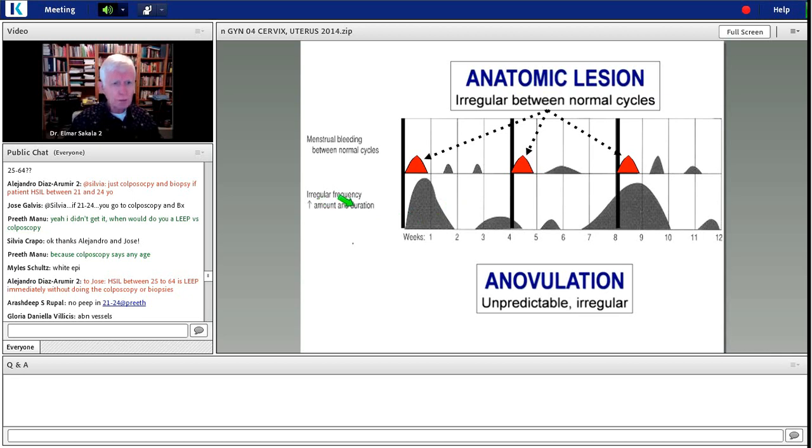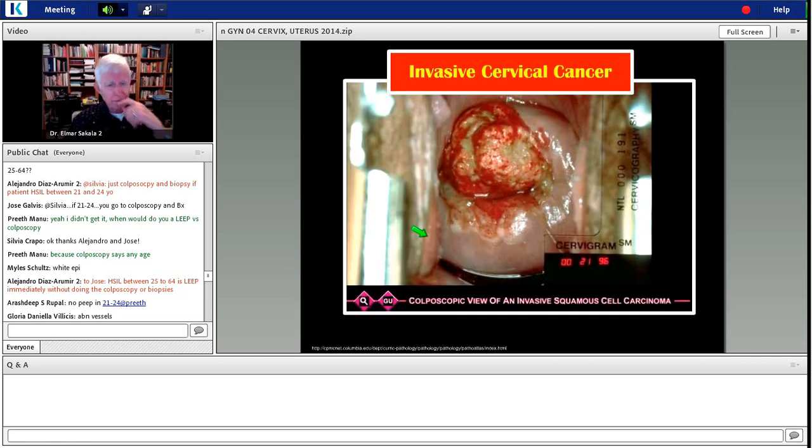Unpredictable, irregular bleeding in terms of amount, in terms of duration, is much more consistent with a hormonal problem, specifically anovulation, unpredictable and irregular, and there's no cramping. Important point to remember. Okay, this is the cervix looking through the speculum.